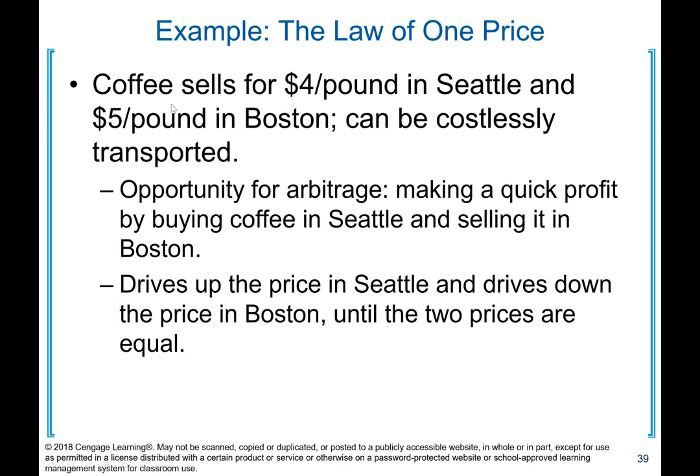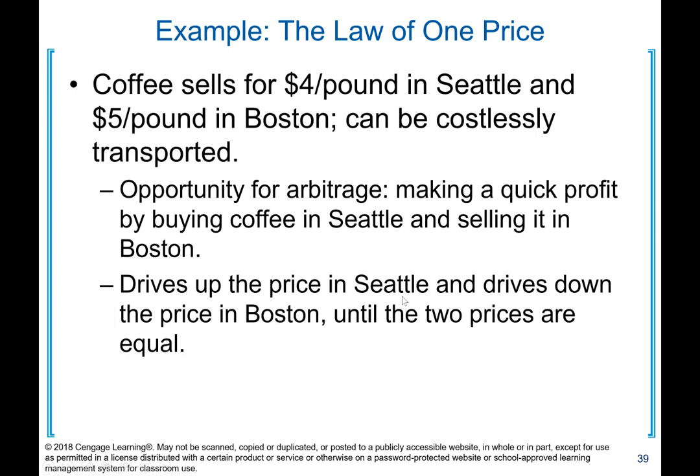Example, the law of one price. Coffee sells for $4 per pound in Seattle and $5 per pound in Boston. It can be costlessly transported, that is, ignore transportation. This creates an opportunity for arbitrage, making a quick profit by buying coffee in Seattle and selling it in Boston.